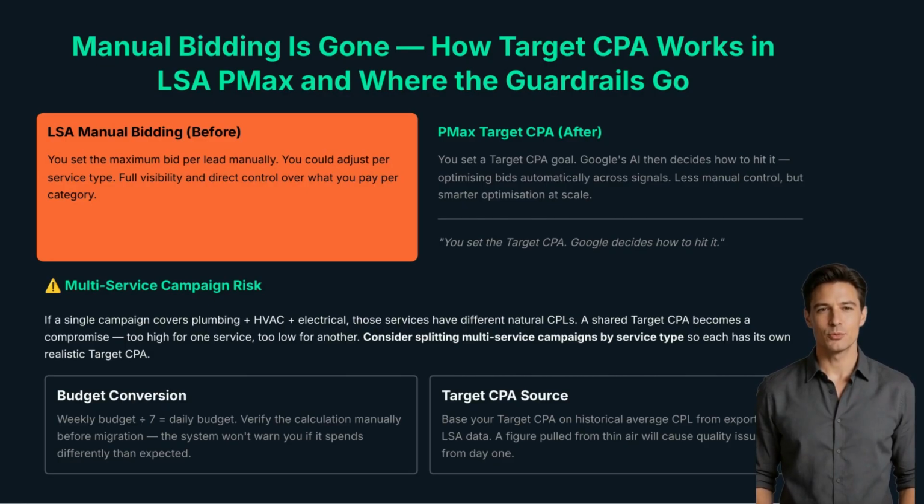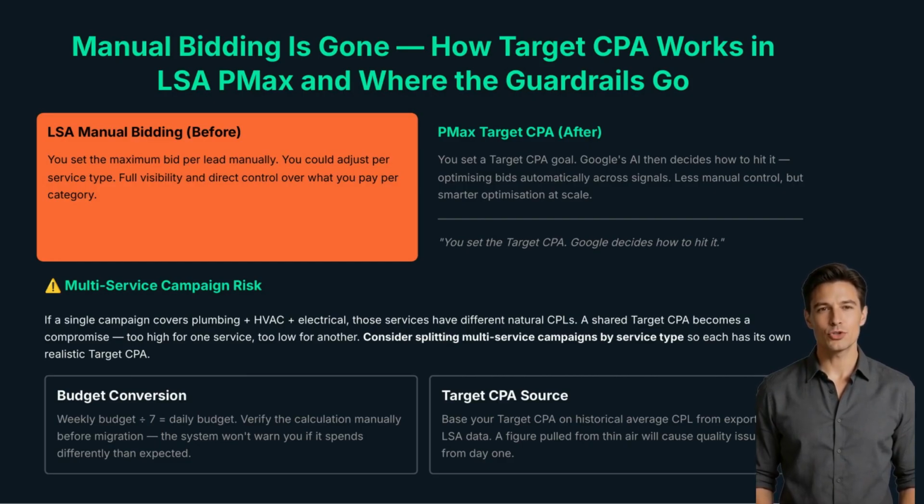The difference is that you're managing the goal rather than the mechanism. The risk this creates for multi-service campaigns: if one campaign contains plumbing, HVAC, and electrical services, those three service types may have meaningfully different historical cost per lead numbers. A single target CPA for all three is a compromise. It's probably too high for one service and too low for another, which means the algorithm is simultaneously over- and underbidding depending on what leads are available.